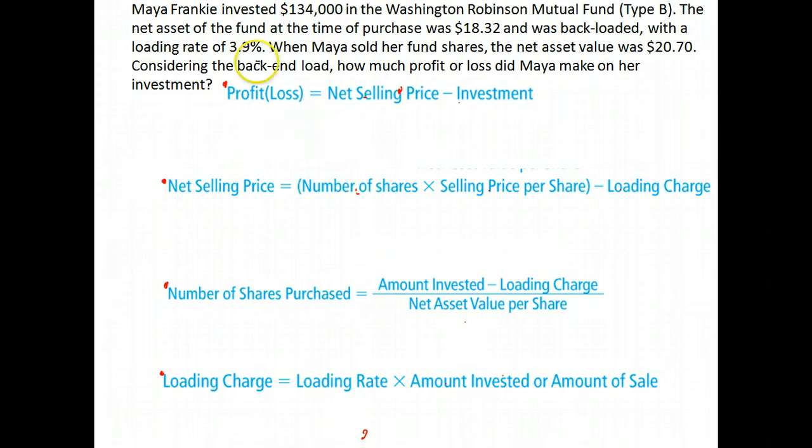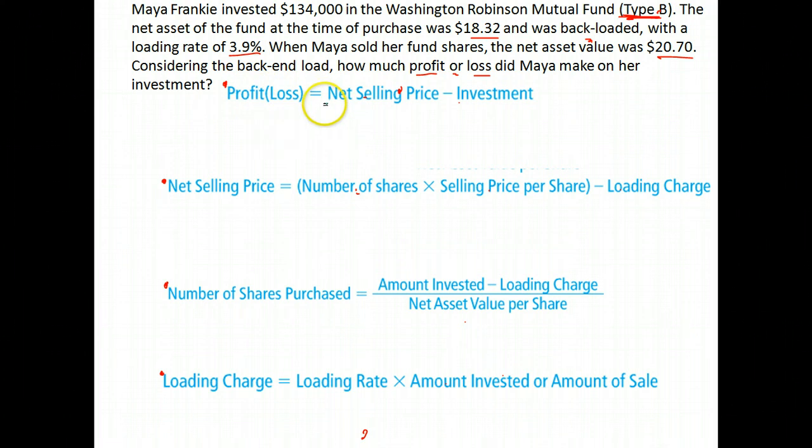Okay, are we ready? So here's Maya Frank. She invested $134,000 in a mutual fund type B. Now type B is very important. That means it's backloaded, so you pay the loading charge at the end, not at the beginning. The net asset value at the time of purchase was $18.32 and was backloaded with a rate of 3.9%. When Maya sold her fund shares, the net asset value was $20.70. Considering the back-end load, how much profit or loss did Maya make on her investment?